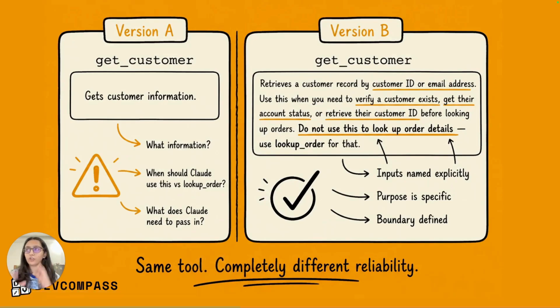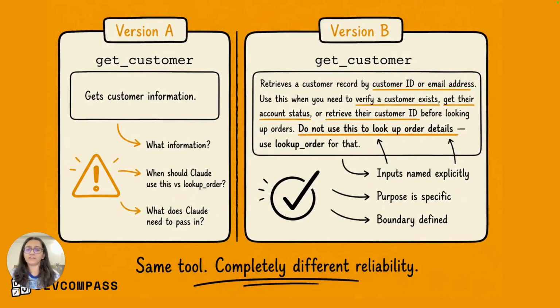So let's make this very concrete. On screen you've got 2 versions. One is get customer, the tool that we built in stage 1 that retrieves a customer record from the database, which is exactly what I was referring to a few seconds ago. Look at version A on the left. This is how most developers write a tool description on a first pass. Get customer information. What is that information? When should Claude look at this versus lookup order?